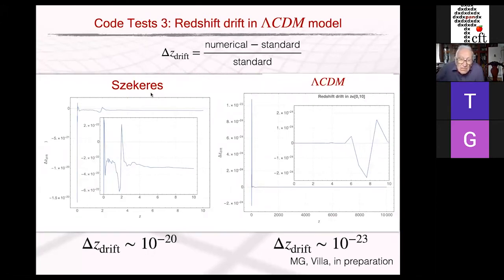On the left, I'm showing the variation between the redshift drift calculated with the BGO and the one calculated with the standard procedure for the Szekeres model, while on the right we have the same but for the lambda CDM. As you can see, we have a good agreement between the redshift drift calculated with these two methods, saying again that the BGO and the BiGONLight package are able to reproduce well-known results with a high precision.